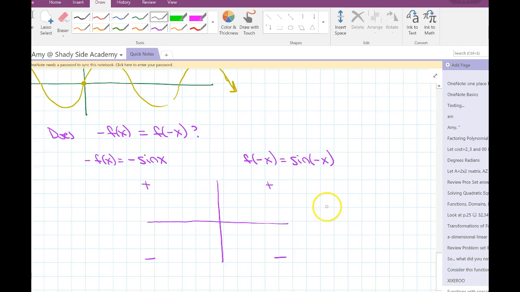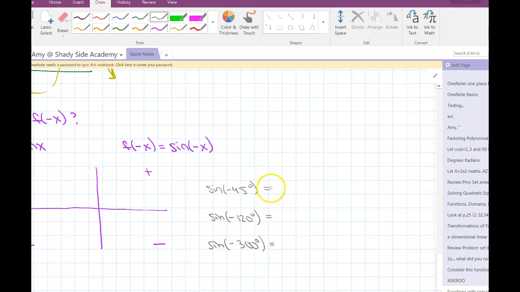So the question is, what can I say about the sine of negative 45 degrees, and the sine of negative 120 degrees, and the sine of negative 300 degrees? How do they relate to the sine of the positive angles? In fact, let me erase this. What's the relationship, because we don't know if it's equals? Let's just put a blank box. What's the relationship between the sine of a negative angle versus the sine of 45 degrees?